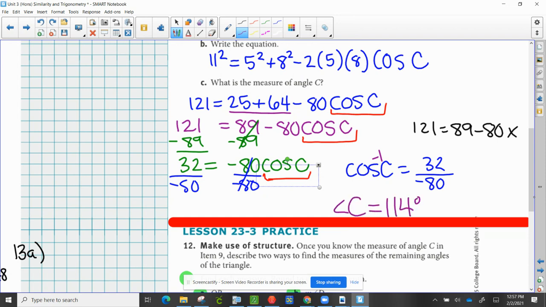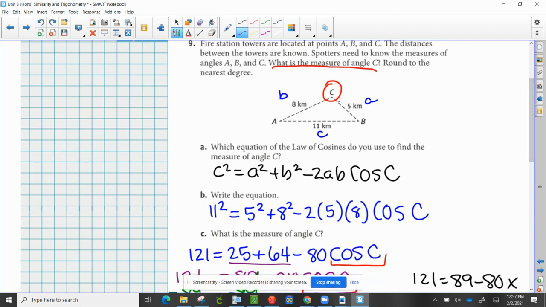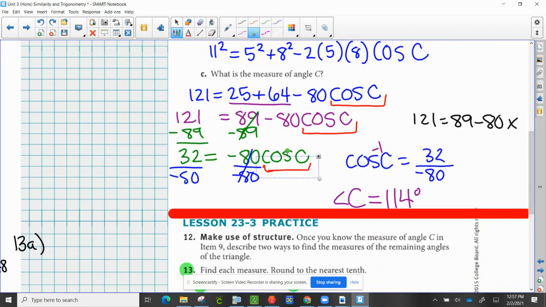Let's round to the nearest degree. Now let's look at our picture. Angle C does look like an obtuse angle, so this answer does make sense. Always double check your answer. If we got something like 210, we know that can't be an angle in a triangle. So something like 114 makes sense for the problem.